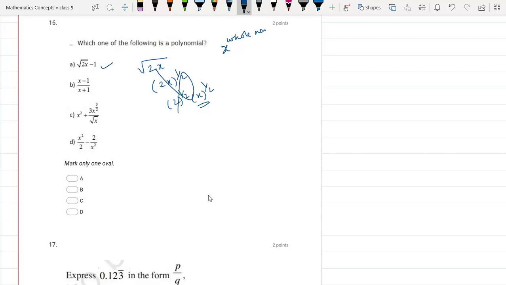In this case also, x is coming in the denominator. When you solve, the power will not be a whole number. Let's see the C part.